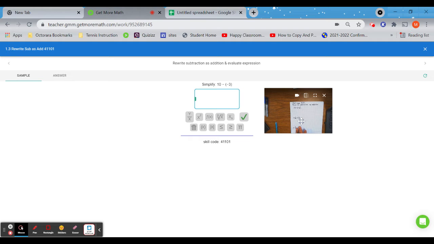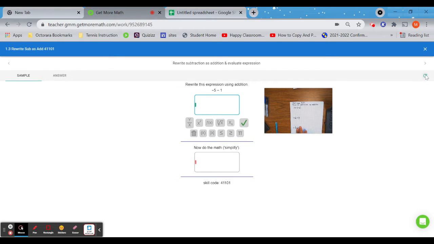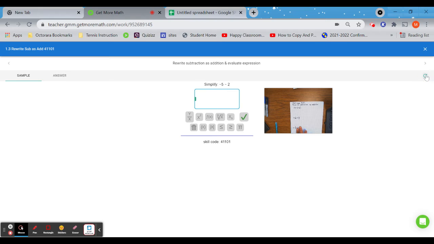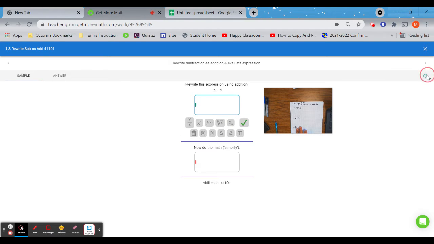Okay, students, these types of questions are rewriting subtraction as addition. It's skill code 41101. I'm going to skip through this one because it is just asking for the answer. I think you'll be fine with that. I'm looking for a particular one that asks me to rewrite it and to solve it. So here it is right here.